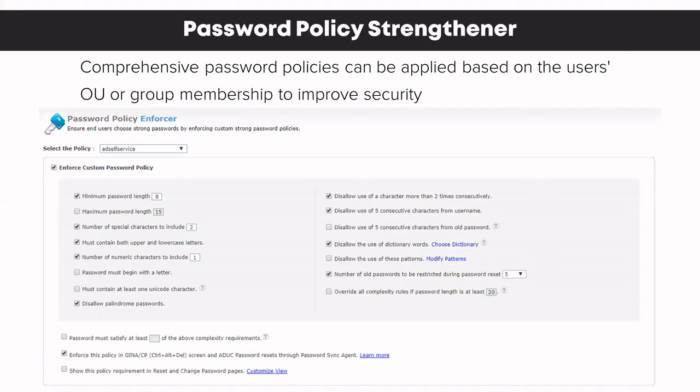So the existing policies don't really cater to common problems like dictionary attacks, pattern attacks, or password spray attacks. What do you do? How do you stop users from using incremental passwords? How do you make it least predictable? So look for solutions that can strengthen your policies. Look for solutions that can sit on top of your existing identity provider and get that strength. And we're talking about stopping users from using any dictionary word.